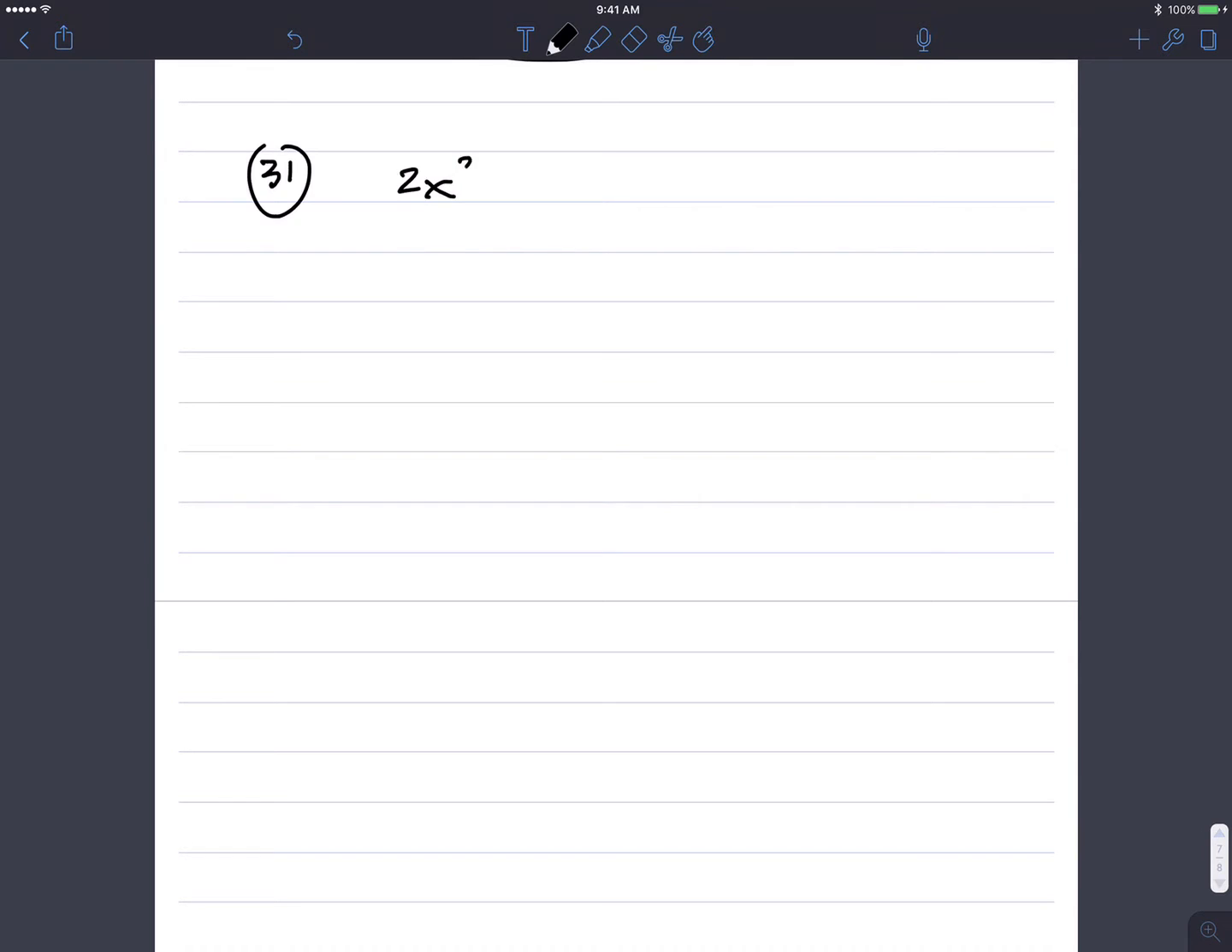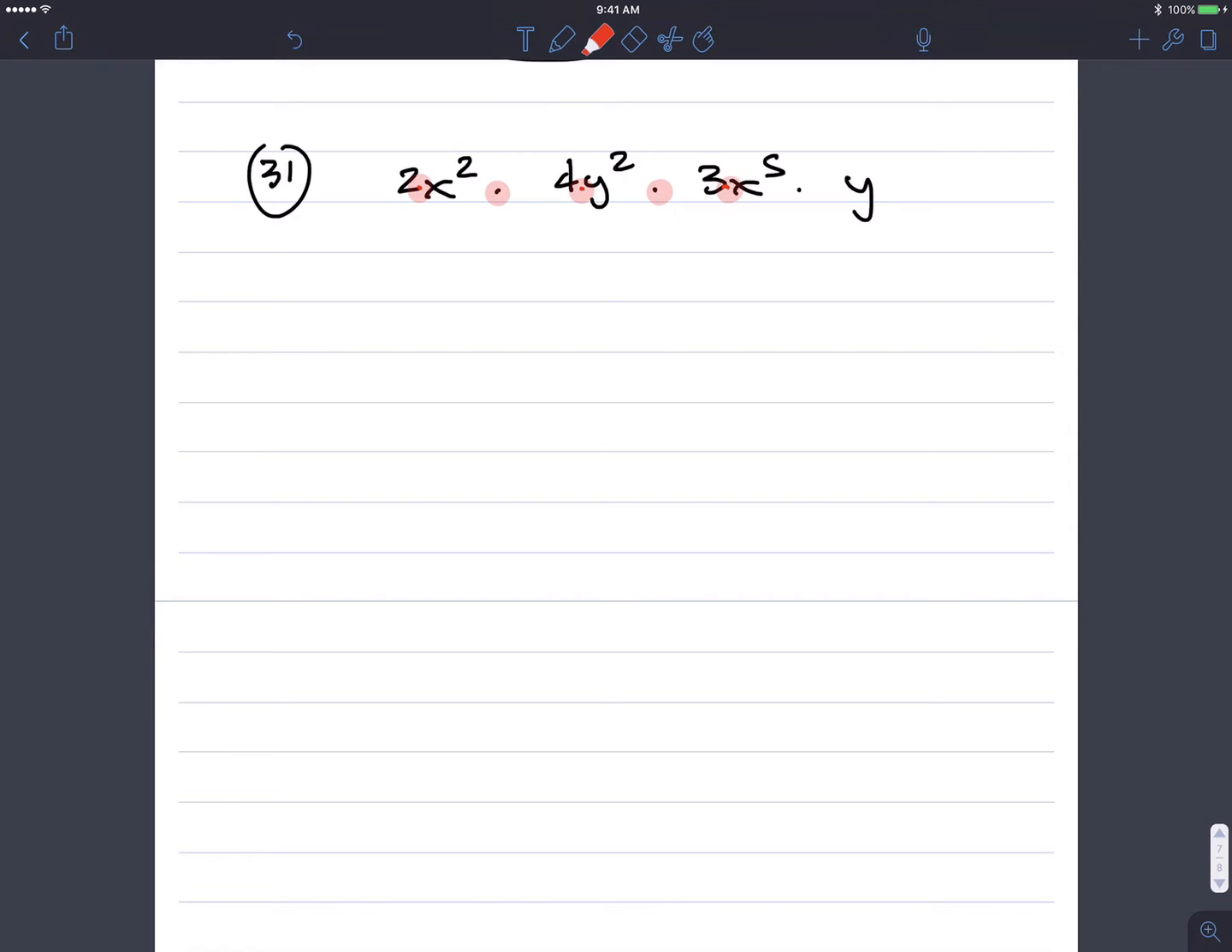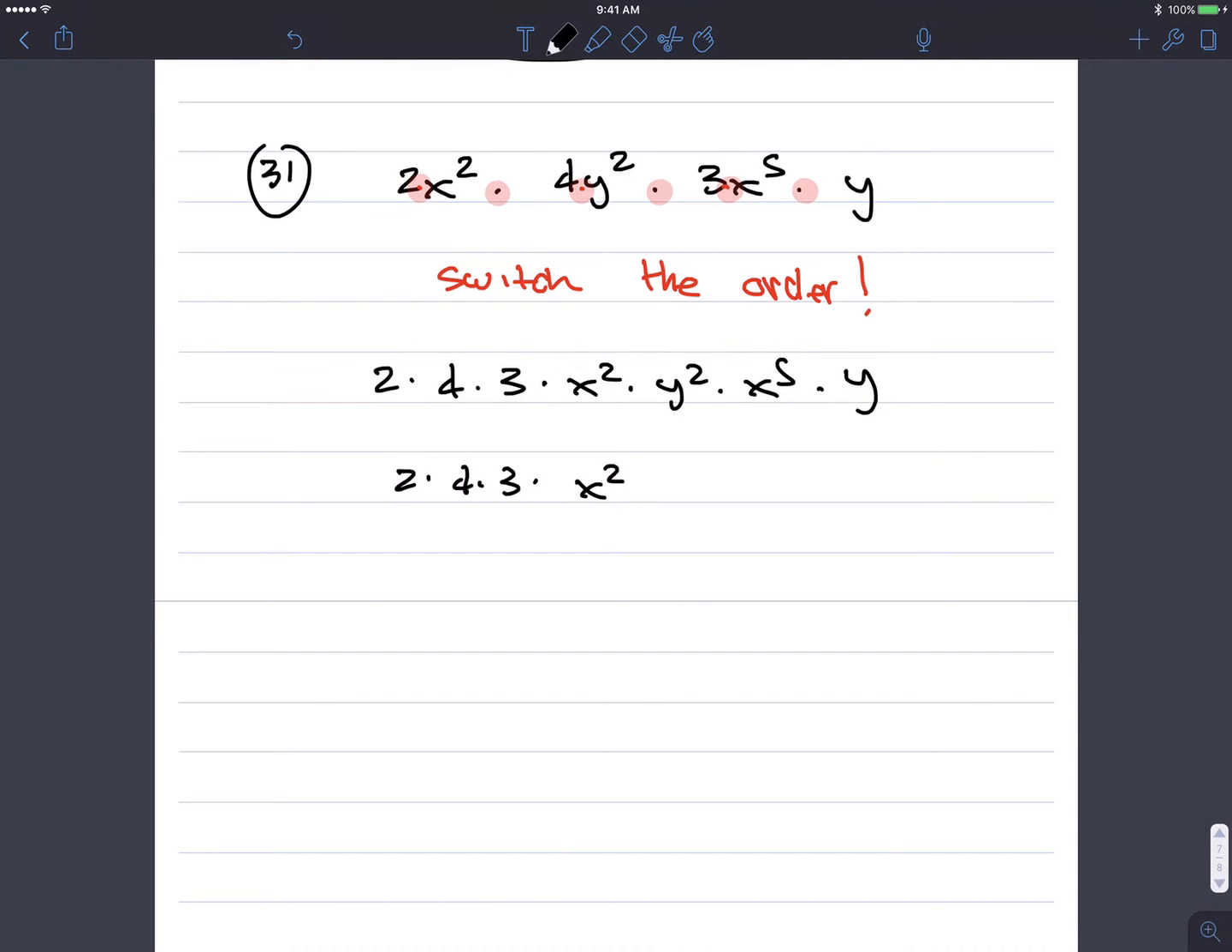Number 31: 2x squared, 4y squared, 3x to the 5th times y. Again, you have a string of multiplication. Switch the order, because the order in which you multiply doesn't matter. 2 times 4 times 3. Now you have x squared times y squared times x to the 5th times y. We could continue to switch this order. You're going to have 2 times 4 times 3. Put the bases with x together, followed by the bases with y together. Don't forget power 1 here.